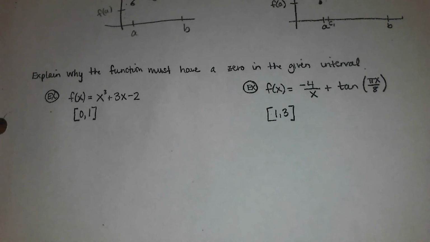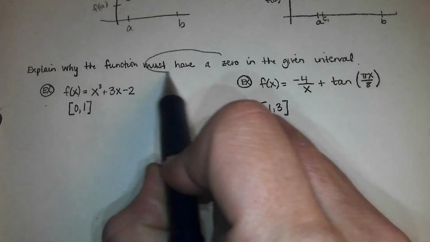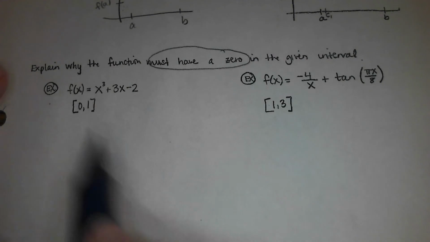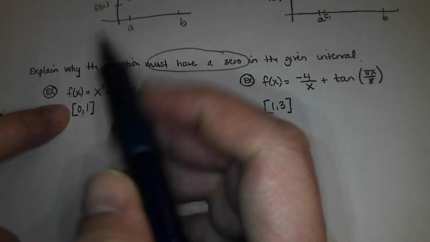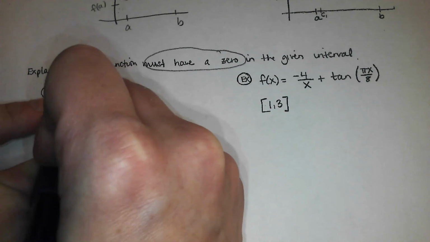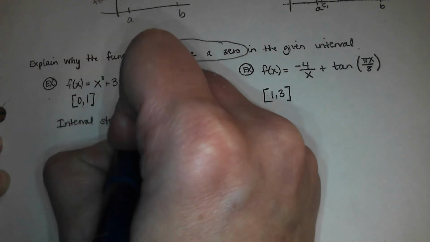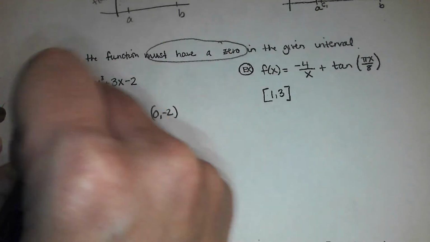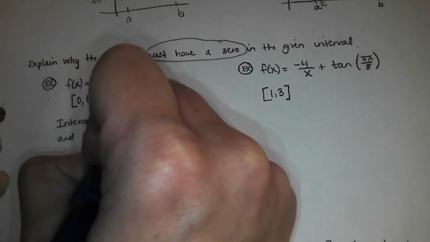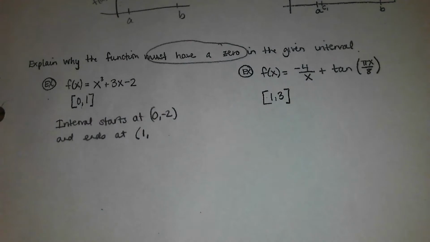All right, so you'll have to explain a lot, and your explanations as to why a function must have a 0 in the given interval. Now, this is focusing in on 0. But essentially, your interval is starting at 0. 0 what? If 0 is the x-coordinate, what's the y-coordinate? -2. So the interval starts at 0, -2, and ends at 1, 2.